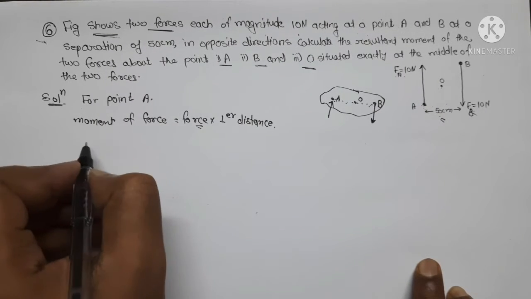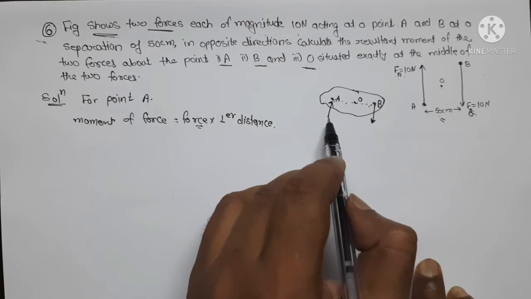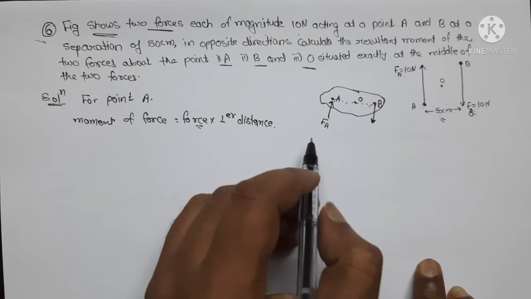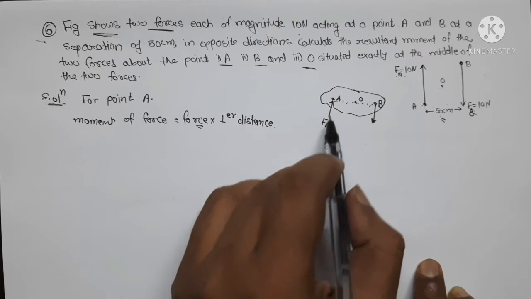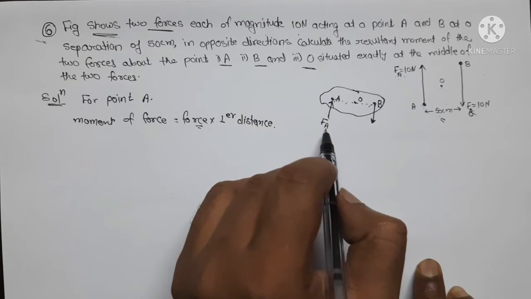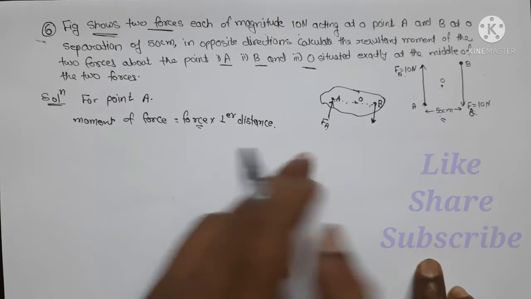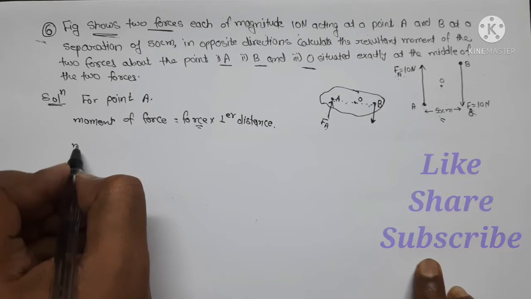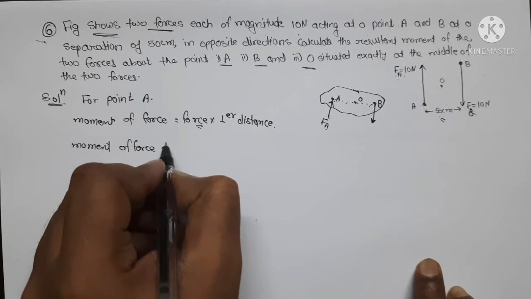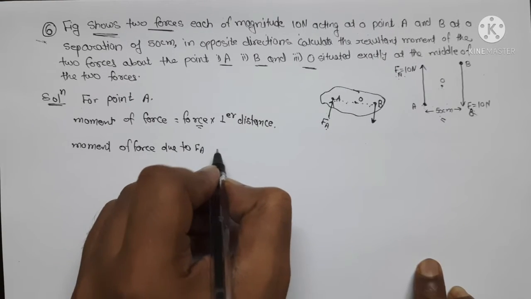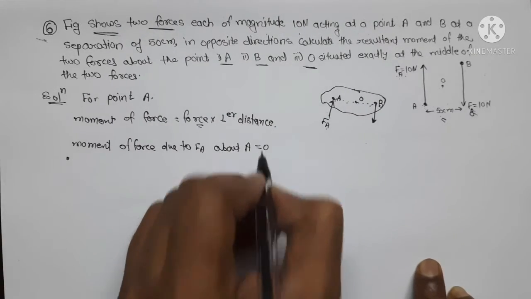About A it will be 0. Why? Because in this case the force FA is exactly applied along the line passing through point A, meaning the force is acting at point A. So its distance from the point A will be 0, and hence the moment of force due to FA about A will be 0.